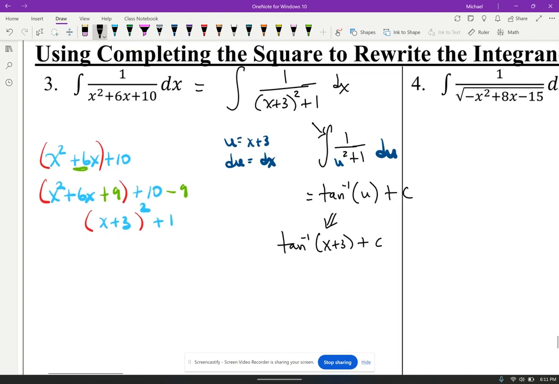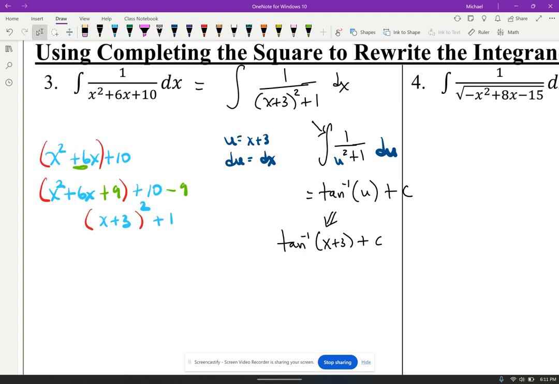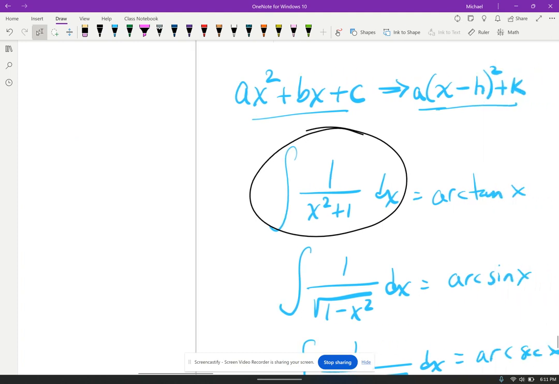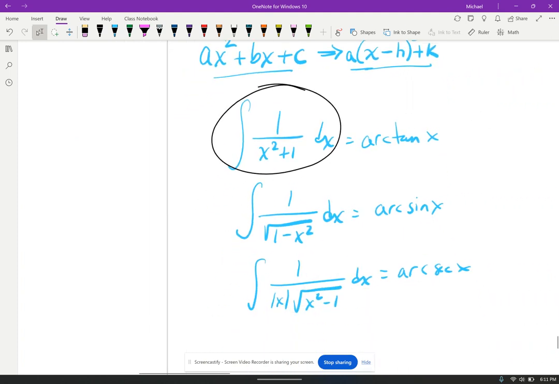How did I do that? By completing the square. So completing the square means I'm trying to change the way that the quadratic denominator looks. I want to take it from standard form into vertex form, because if I take it into vertex form, it might connect with one of these antiderivatives that you memorized for arctangent, arcsine, and arcsecant.